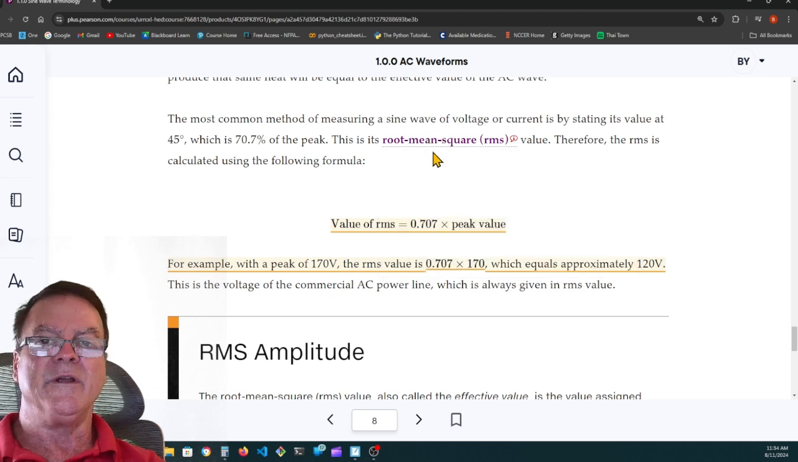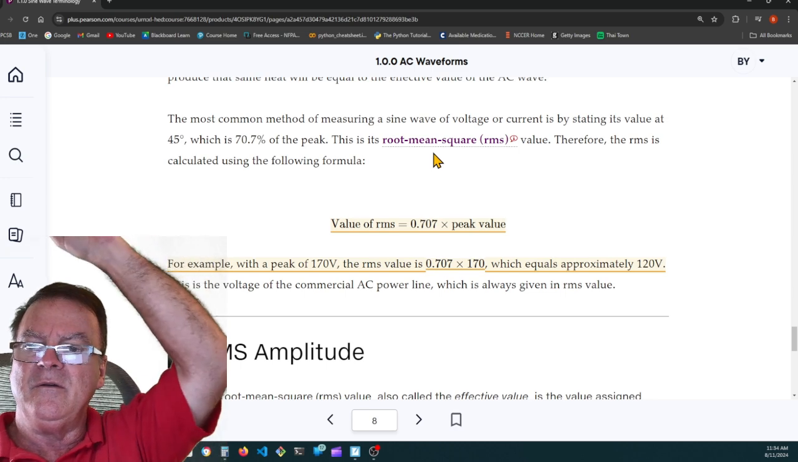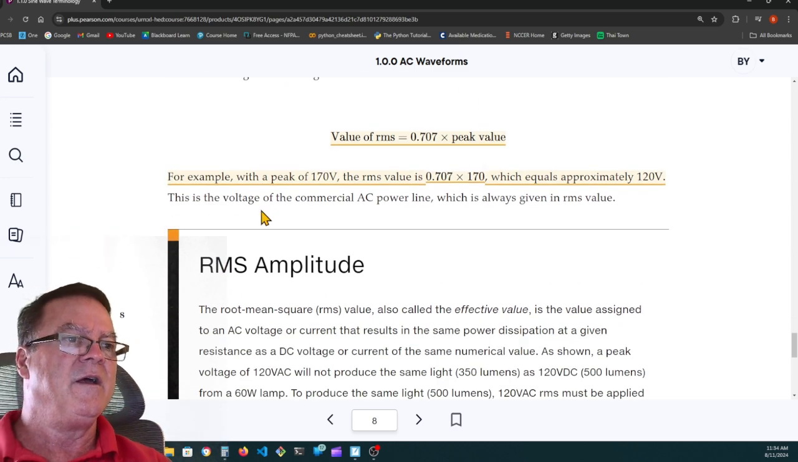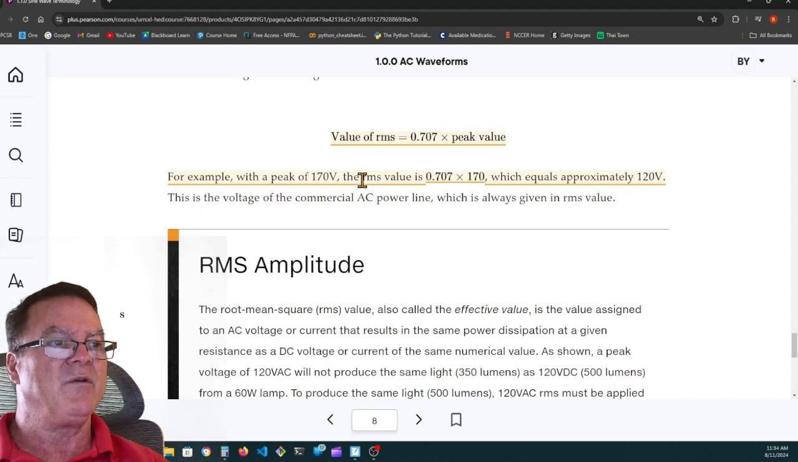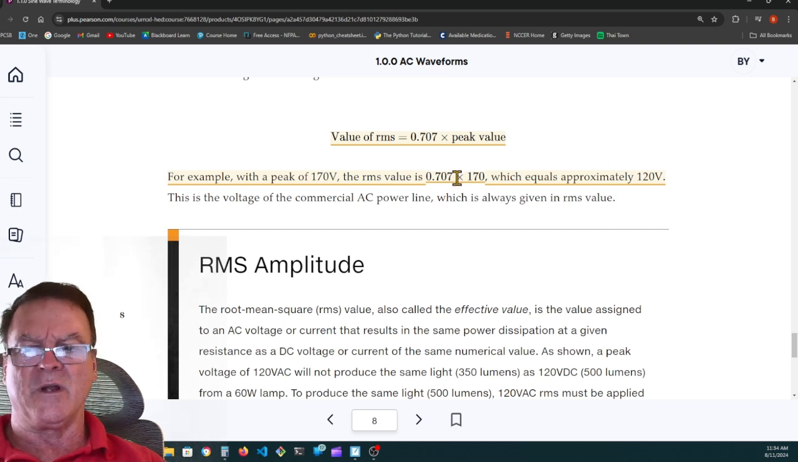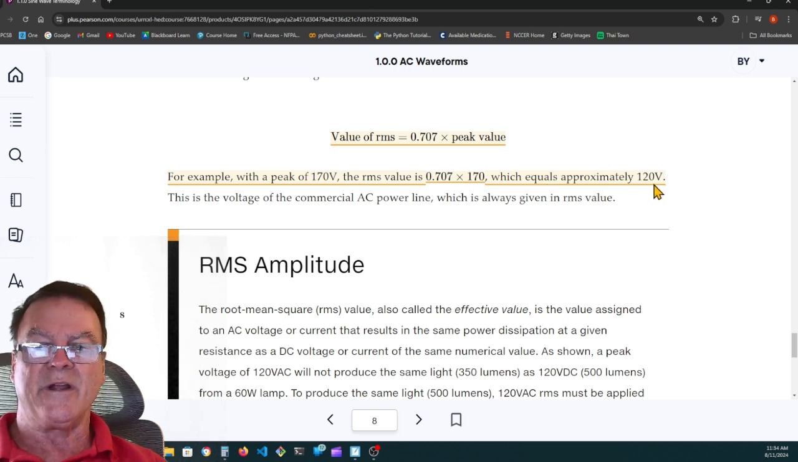So the more you know. I wish I had that thing behind me. The more you know. So here's a highlight. Value of root mean square equals 0.707 times the peak value. For example, with a peak of 170 volts, the root mean square value is 0.707. It's actually 0.7071 if you want to get exact, times 170, which equals approximately 120 volts.